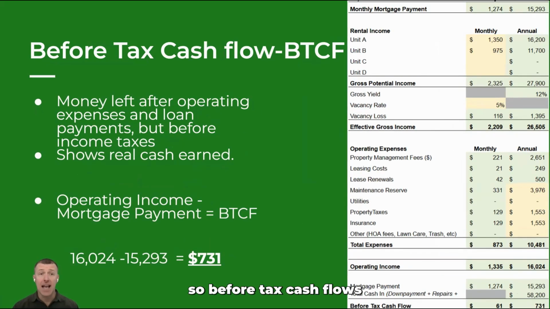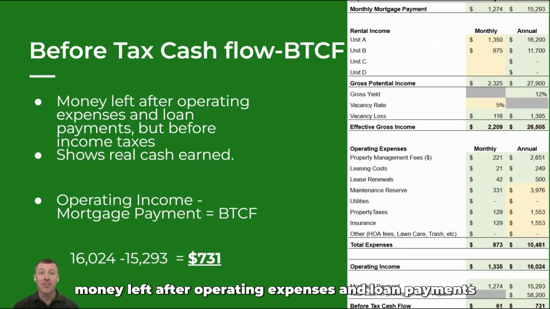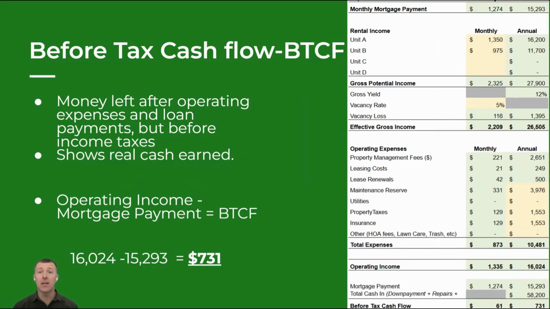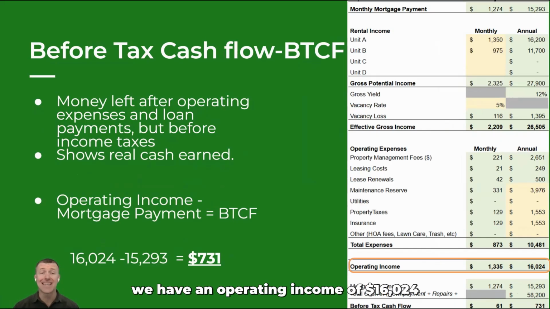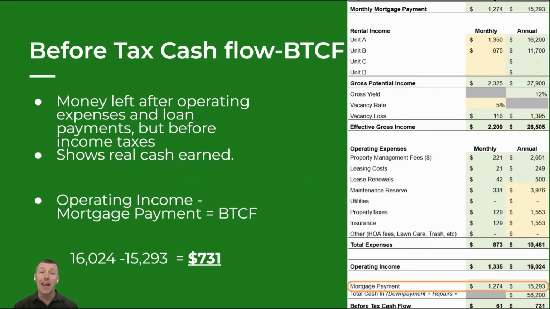Next, we have before tax cash flow. So before tax cash flow is money left after operating expenses and loan payments, but before income taxes. So it's basically your operating income minus your mortgage payment. And in this example, we have an operating income of $16,024, and we subtract our annual mortgage payments of $15,293 to give us an annual before tax cash flow of $731.